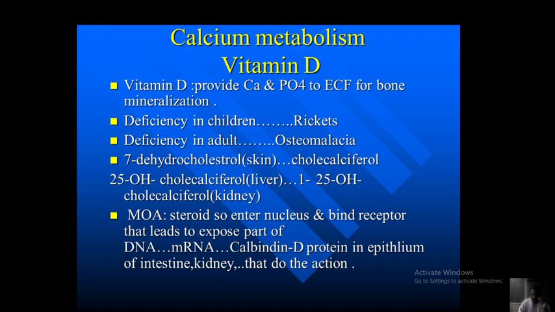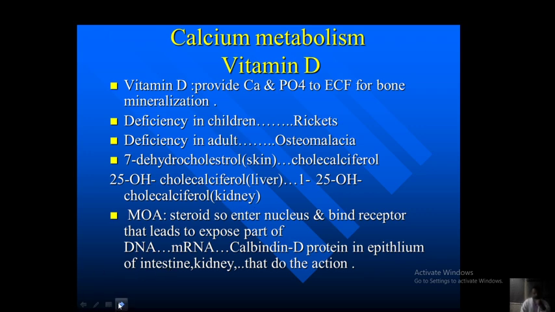Now this vitamin D will go to the liver, and in the liver it is converted into 25-hydroxy cholecalciferol. From the liver it passes to the kidney, and it will form 1,25-dihydroxy vitamin D3 by the enzyme 1-alpha hydroxylase. So this is the important part. In the liver it gets converted to 25-hydroxy cholecalciferol, and in the kidney to 1,25-dihydroxy cholecalciferol. The first is called calcidiol, and this is called calcitriol.